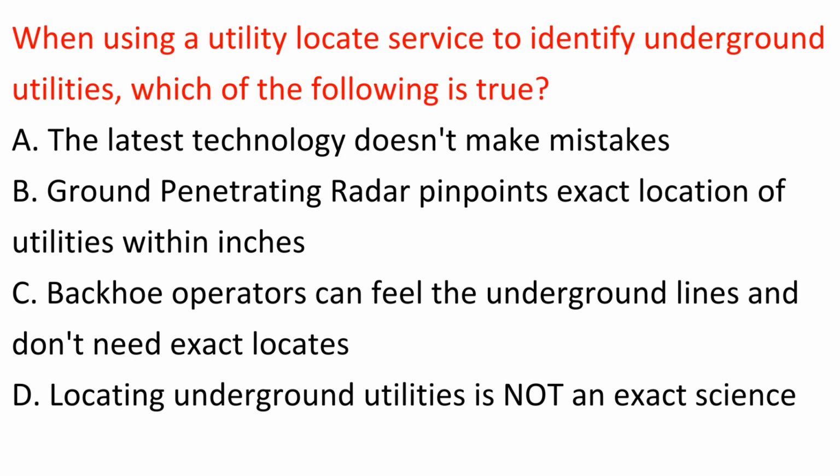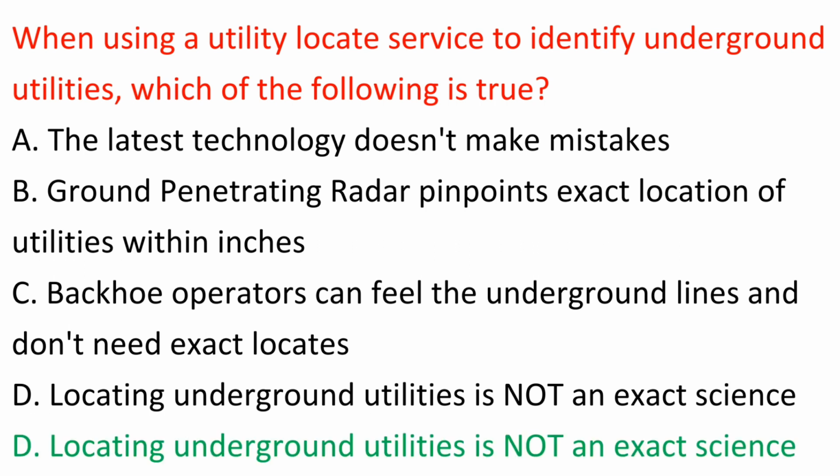Question: When using a utility locate service to identify underground utilities, which of the following is true? A. The latest technology doesn't make mistakes. B. Ground penetrating radar pinpoints exact location of utilities within inches. C. Backhoe operators can feel the underground lines and don't need exact locates. D. Locating underground utilities is not an exact science. Answer: D. Locating underground utilities is not an exact science.